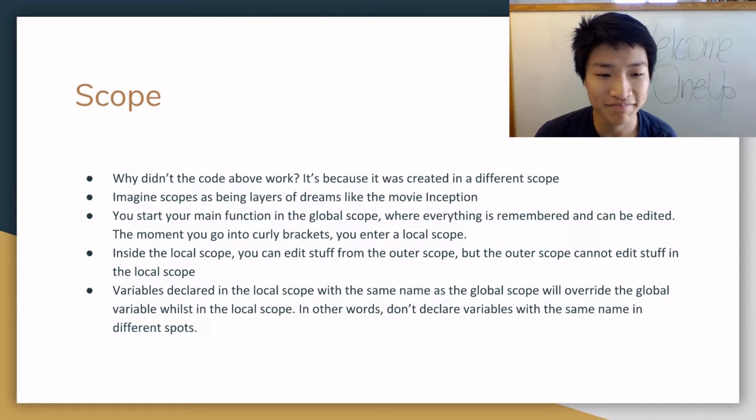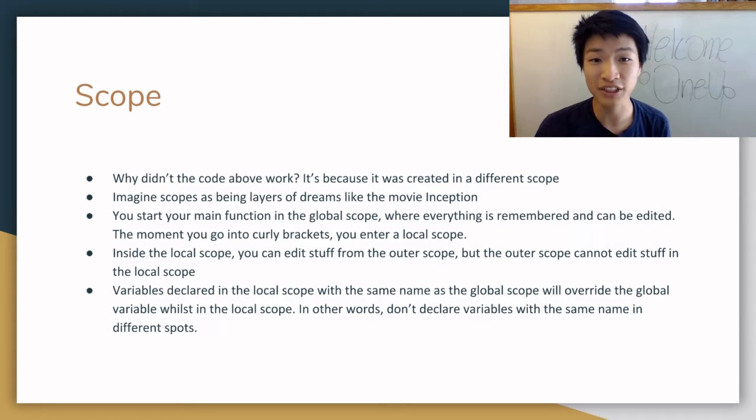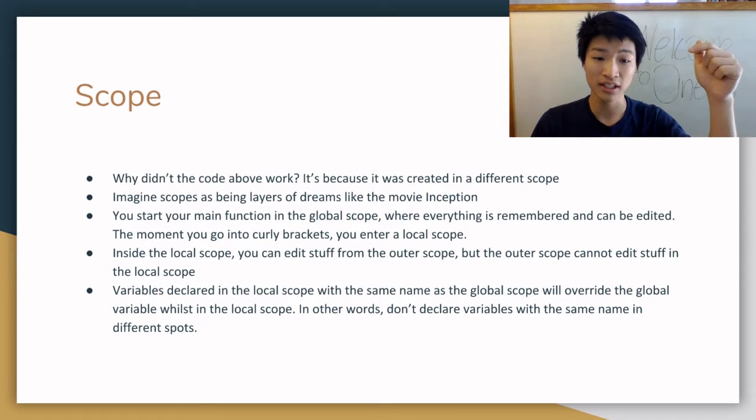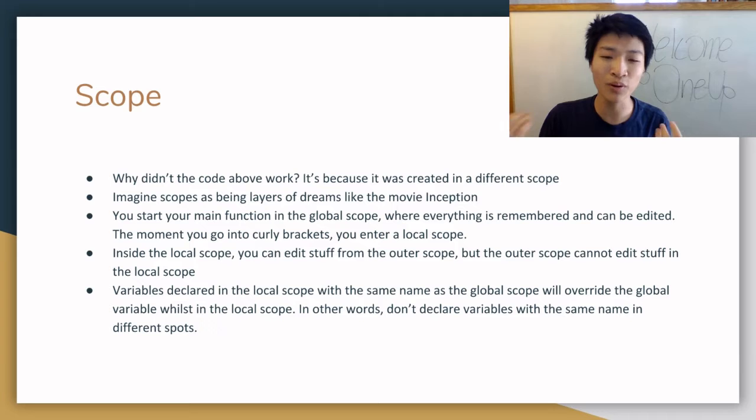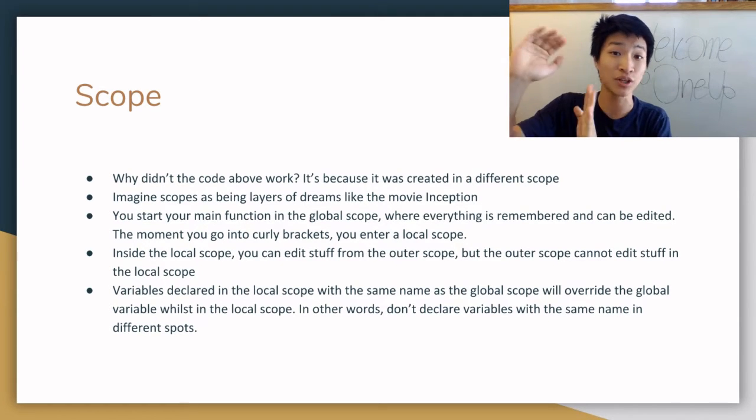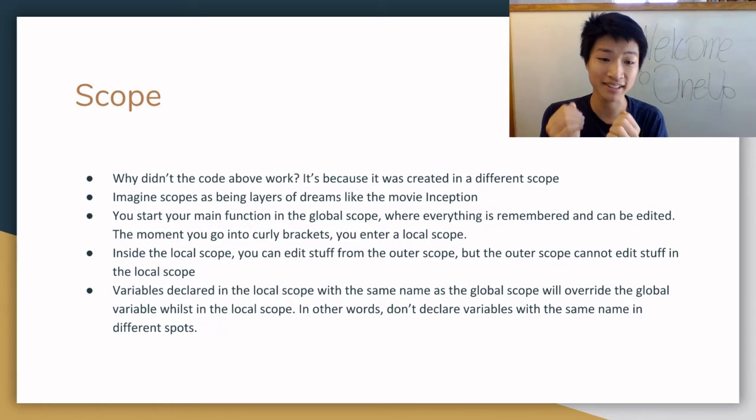So yeah. The main function, we call it the global scope. We call it the global scope because everything is seen and edited. Now, if you go into curly brackets, you enter a local scope. That's what we call these things, global and local scope. Basically, global is the outer scope, and local is the inside scope.